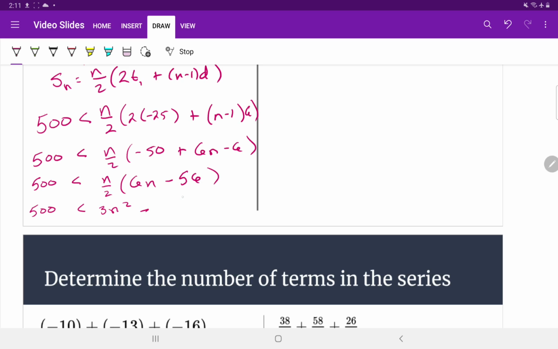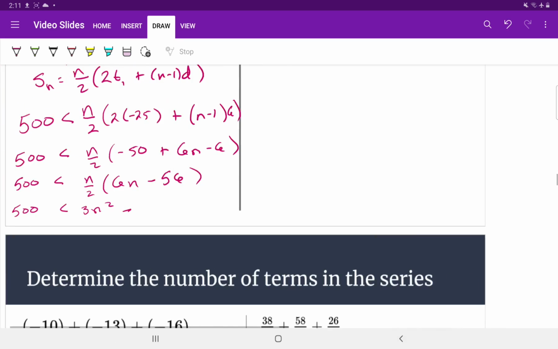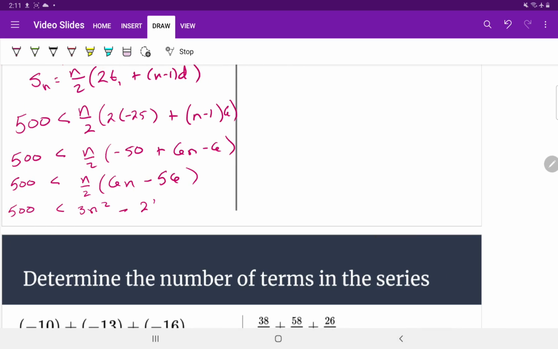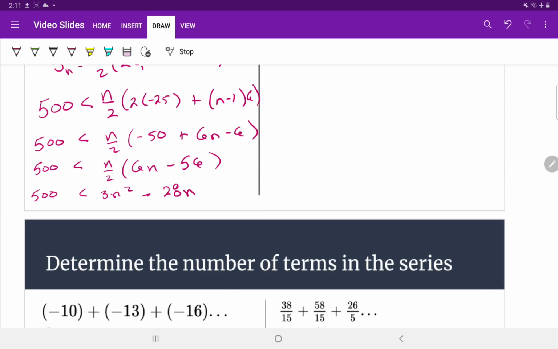Nope, 28. What's 56 divided by 2? 56 divided by 2 is 28. There we go. 28n. And then hopefully you can see that this is a quadratic now.